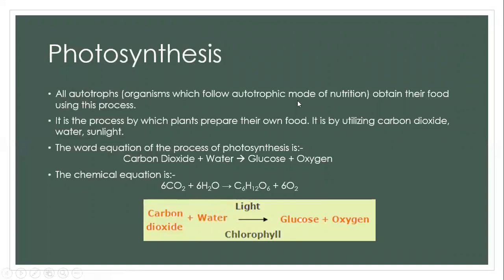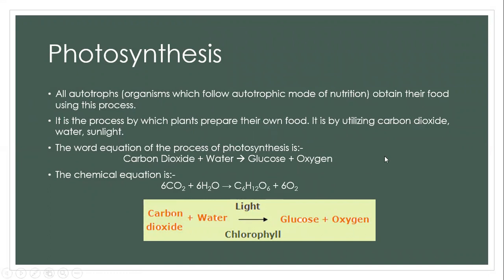Photosynthesis. All autotrophs obtain their food using this process. Autotrophs are organisms which follow the autotrophic mode of nutrition. So photosynthesis is the process by which plants prepare their own food. It is by utilizing carbon dioxide, water and sunlight. So the word equation of the process of photosynthesis is carbon dioxide plus water gives glucose plus oxygen.